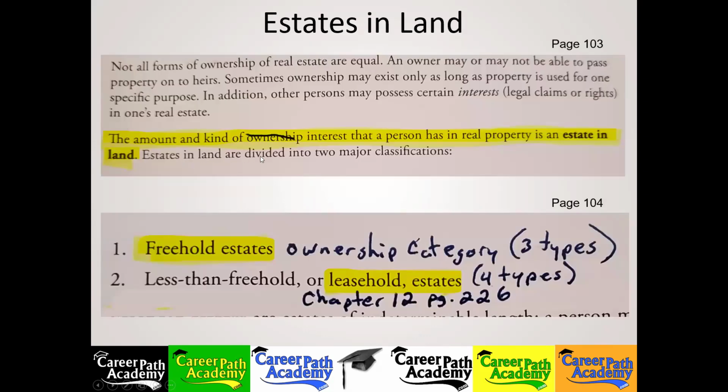So the amount and kind of, this is at the bottom of page 103. I want you to cross out the word ownership because this will be a more true definition. The amount and kind of interest that a person has in real property is an estate and land. This particular chapter, like I said, is talking specifically about ownership. That's why they got that word there. So we have the freehold estates, which I want you to write next to that is the ownership category. There's three types, which we'll go over. And then there is the leasehold estates, which is less than freehold. And there are four types, which we'll go over in chapter 12 later on page 226 in chapter 12.